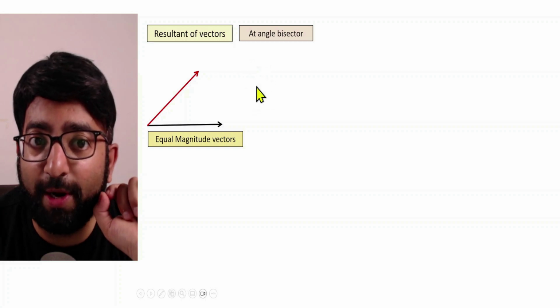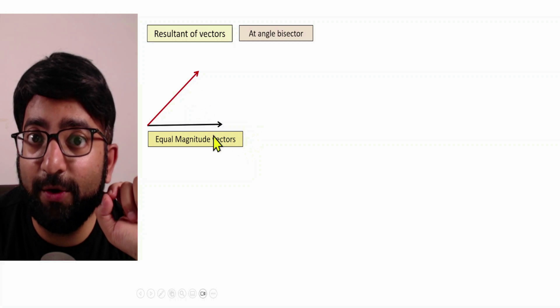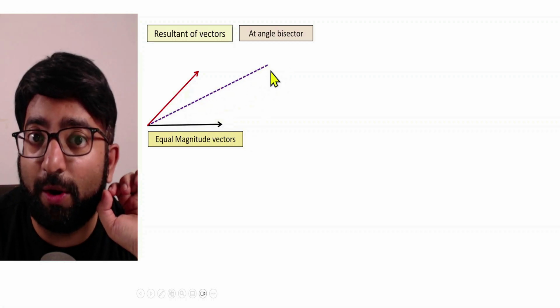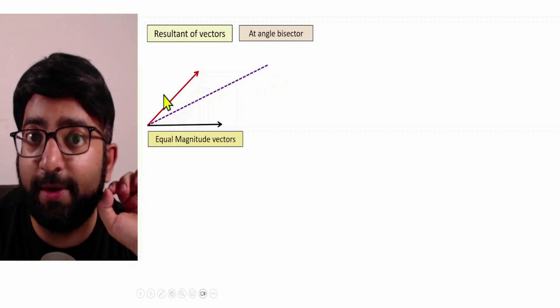We can use the parallelogram law to create a parallelogram and then draw the diagonal. The resultant of any two vectors always lies between them. So if I draw a dotted line, now this dotted line represents the angle bisector. Let's say the angle between the two vectors was theta.